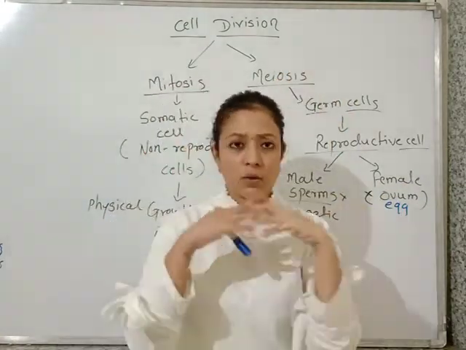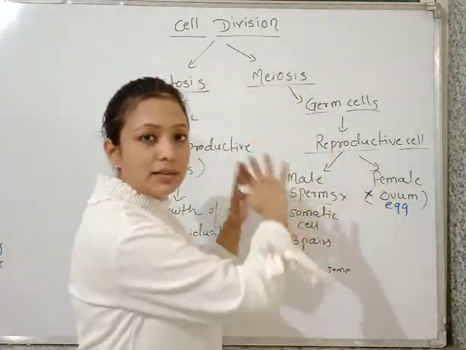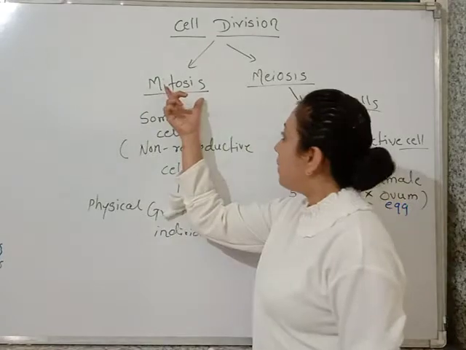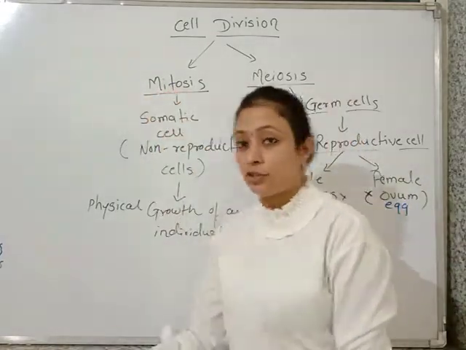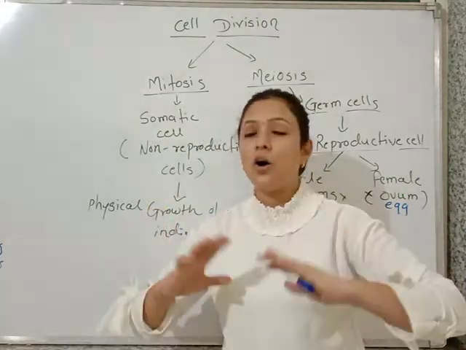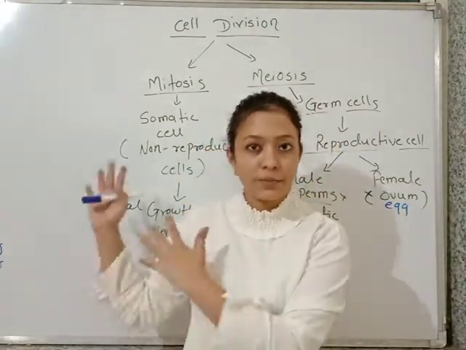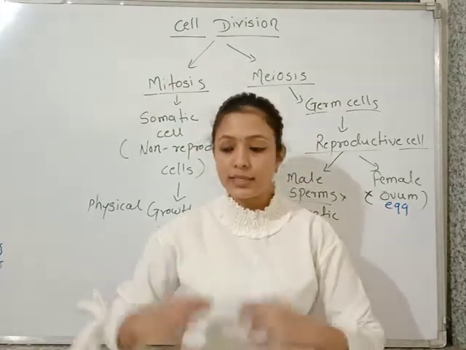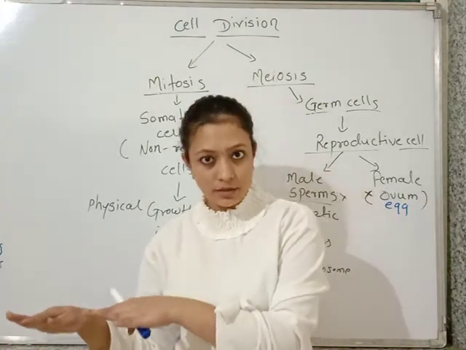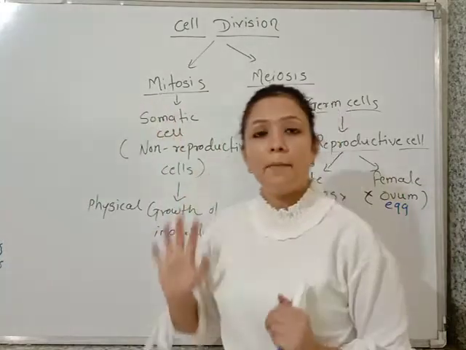Anyway, we are going to discuss in detail how this process occurs. This is just an overview of what we are going to discuss in this topic. Basically, mitotic cell division occurs in the body cells, the non-reproductive cells of the organism's body. The main aim of this process is physical growth, like an organism's growth in size. The stage from newborn to adult, that growth is due to mitosis.